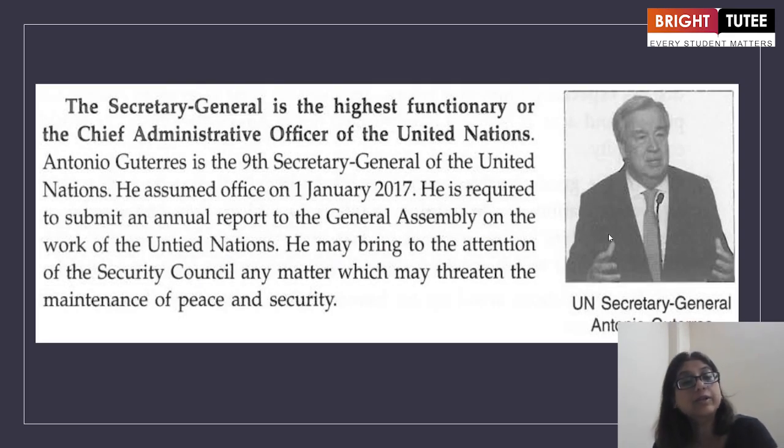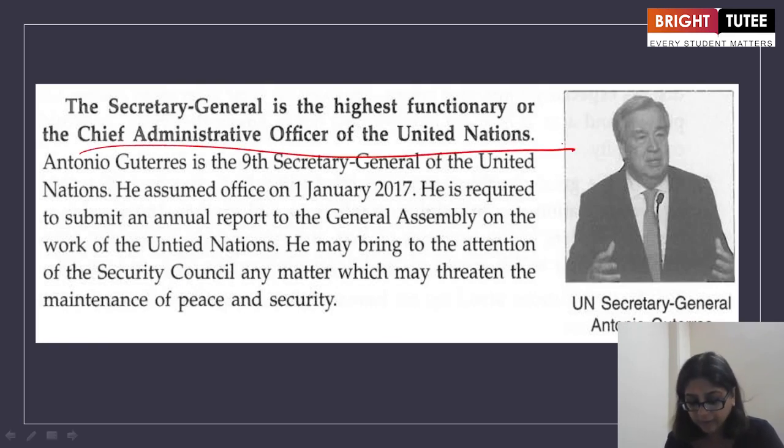The Secretary General is the highest functionary, the Chief Administrative Officer of the United Nations. Antonio Guterres is the ninth Secretary General of the United Nations. He assumed office on 1st January 2017, and he is required to submit an annual report to the General Assembly on the work of the United Nations. He may bring to the attention of the Security Council any matter which may threaten the maintenance of peace and security.